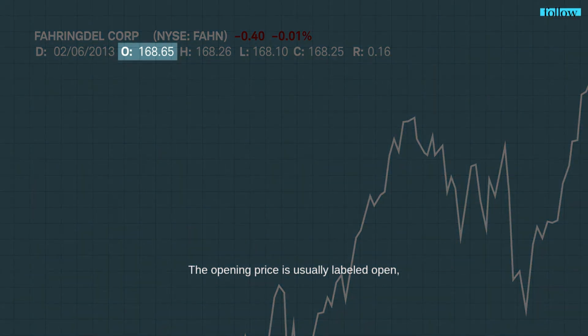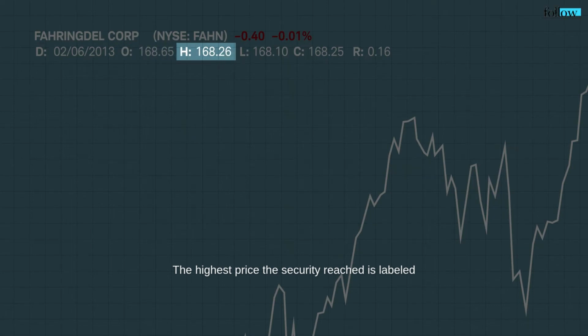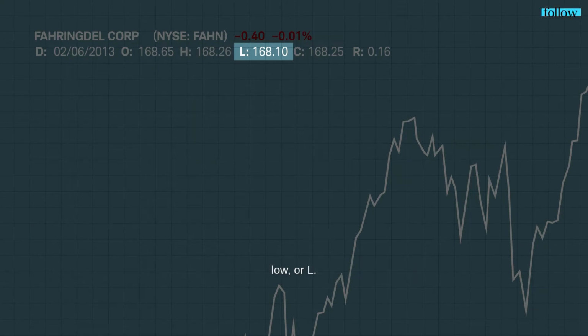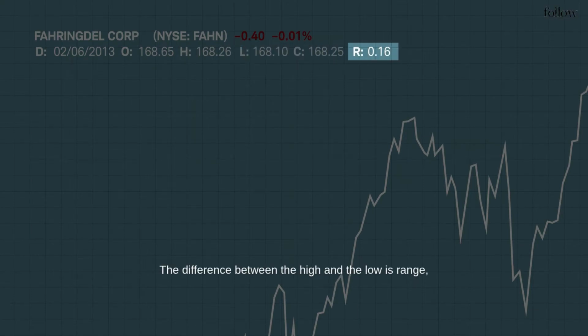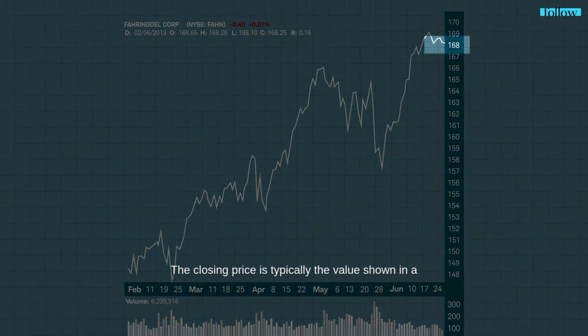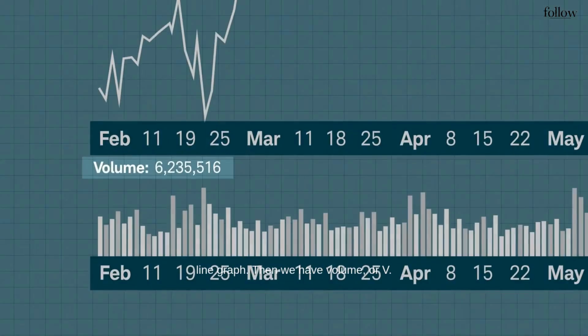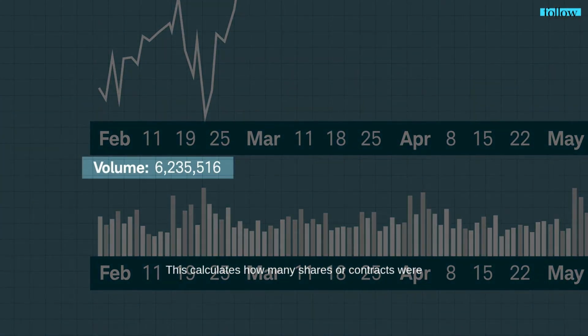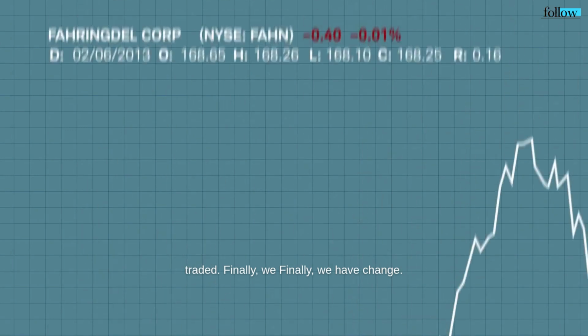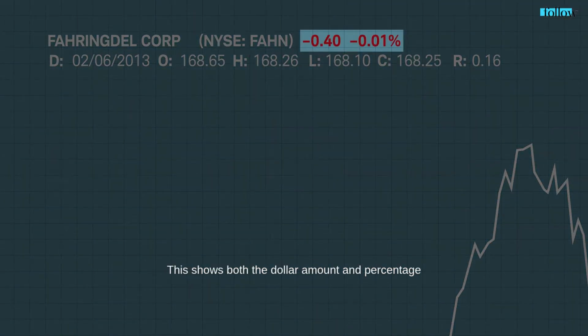The opening price is usually labeled open, or it might be abbreviated as O. This is the stock's price at the market's open. The highest price the security reached is labeled high, or H. The lowest price the security traded at is labeled low, or L. The difference between the high and the low is range, which is labeled range, or R. The security's closing price is labeled close, or C. The closing price is typically the value shown in the line graph. Then we have volume, or V. This calculates how many shares or contracts were traded. Finally, we have change. This shows both the dollar amount and percentage change from yesterday's closing price to today's closing price.